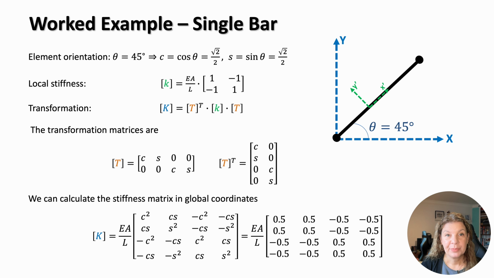Note the structure. Diagonals are 0.5 EA over L. Off diagonals are plus or minus 0.5 EA over L. And the matrix is symmetric. And this matches our intuition. A 45-degree bar shares stiffness equally between the global X and global Y directions.